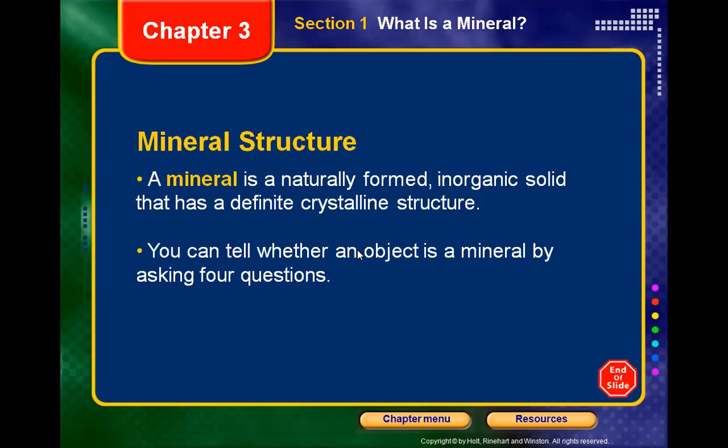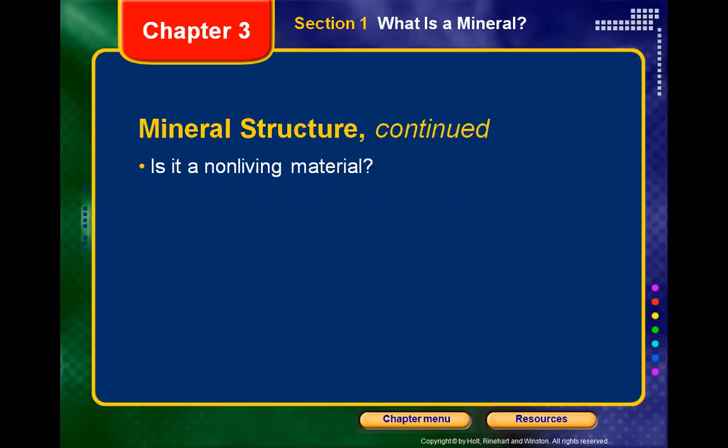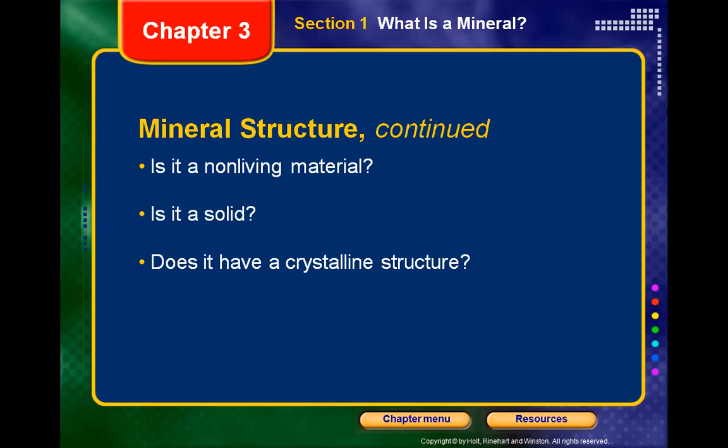Here you can tell whether an object is a mineral by asking yourself 4 questions. What are these 4 questions? First one, is it non-living material? So it should first be non-living. The second question, is it solid or not? It must be solid. If it's not solid, of course it's not a mineral. And finally, does it have a crystalline structure?